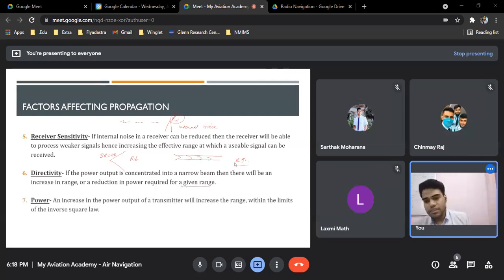Lastly, we have power. Power is basically dependent on the inverse square law, which I have already told, right? It's basically, let's say power is proportional to R square. This is our formula. All right.